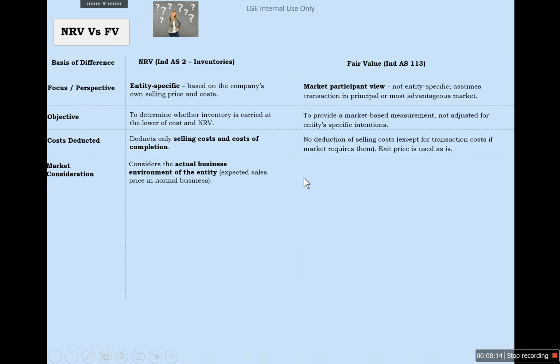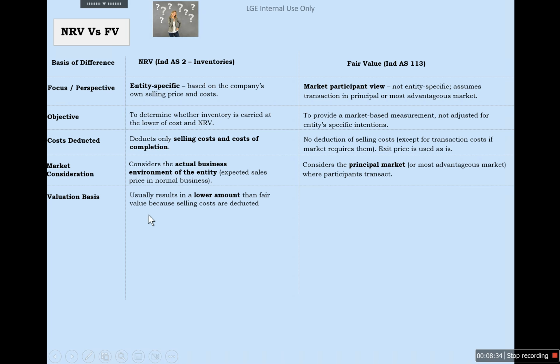Transportation cost we consider. For the purpose of NRV, as market consideration, we consider the actual business environment of the entity. In case of fair value, we consider the principal market, or if the principal market does not exist, we check for the most advantageous market. And for the valuation basis, NRV usually results in a lower amount than fair value, because fair value is comparatively higher as we do not deduct the selling cost while calculating it. But in case of NRV, we deduct the cost that is required to sell the asset.